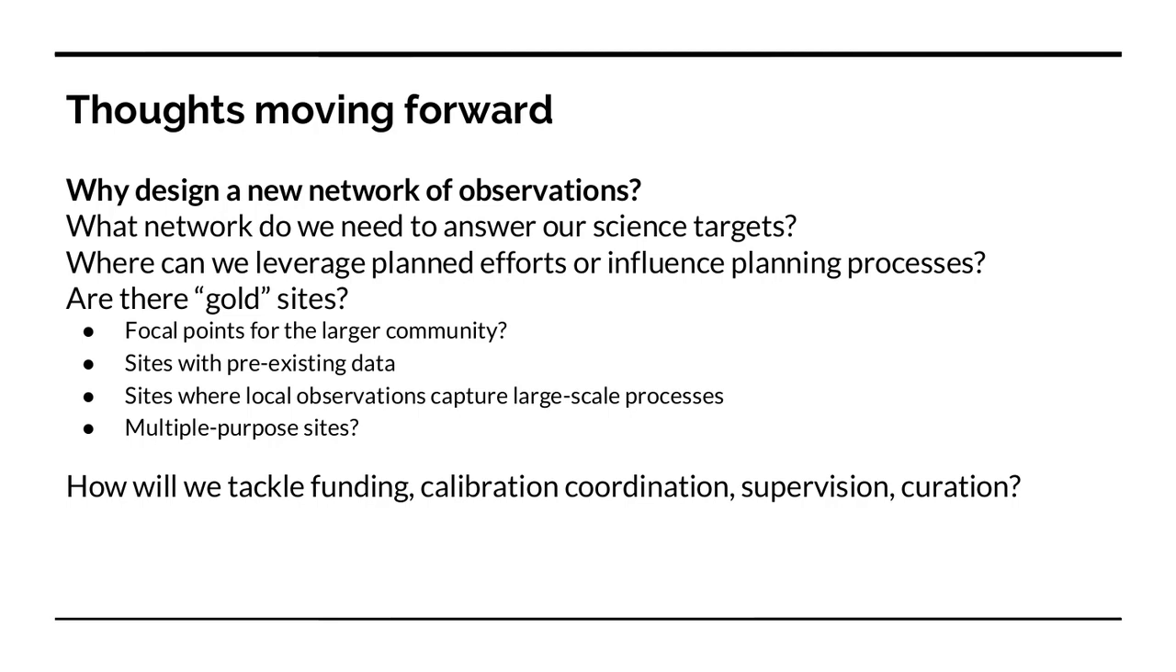And then, finally, are there what we're calling gold sites, sites that would be a focal point for a larger community of isotope scientists, or sites perhaps with already pre-existing data which show promise? And of course, sites where local observations capture larger scale processes, like the Borneo delta 18 record I showed earlier, or perhaps just sites that could be used for multiple science questions, multiple purposes. And then the final question, in terms of the hindrances or hurdles: how are we going to tackle funding, calibration, coordination, supervision, and curation?